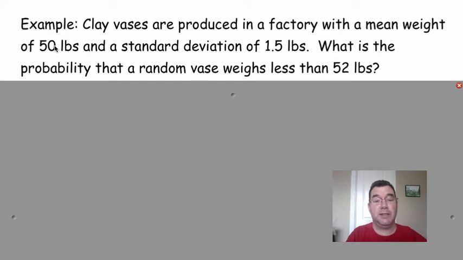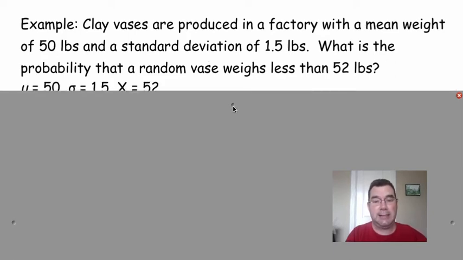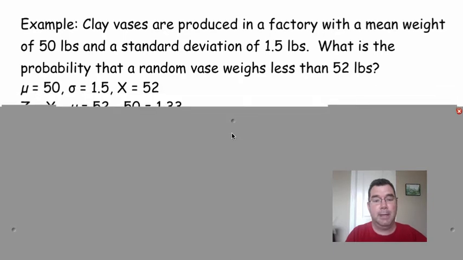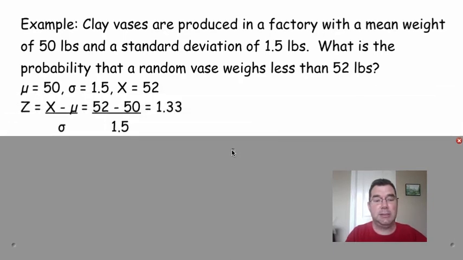So I'm going to use 50 as my mu, 1.5 as my sigma, and 52 as the x that I'm looking up. And if I plug those into that z-score formula that I just showed you, I will get 1.33, and I will round to the nearest hundredth because that's as far or as accurate as the table goes. It only goes to the hundredths.